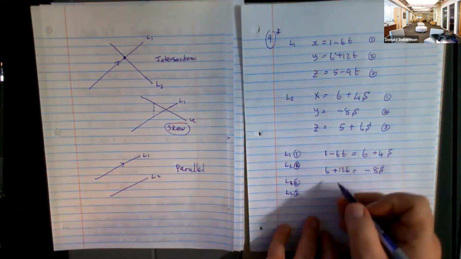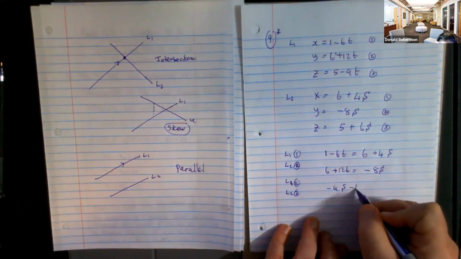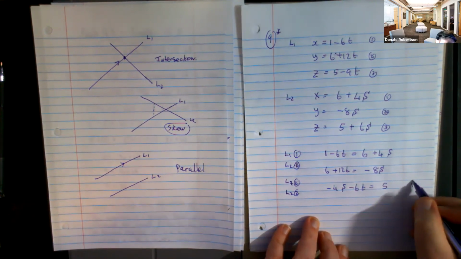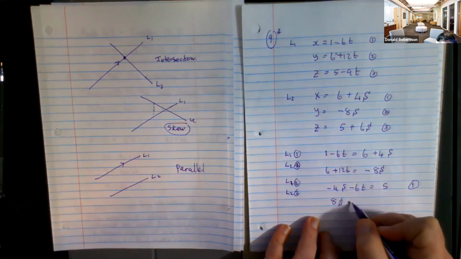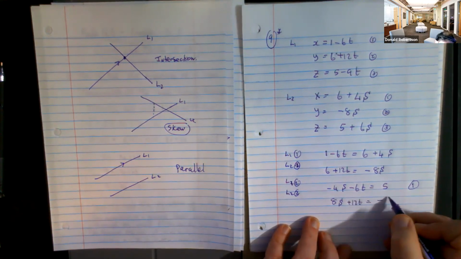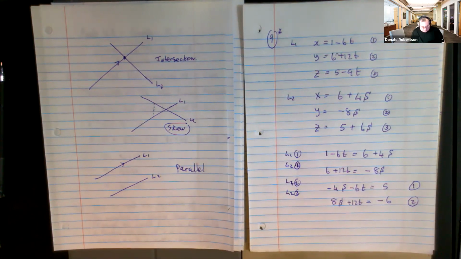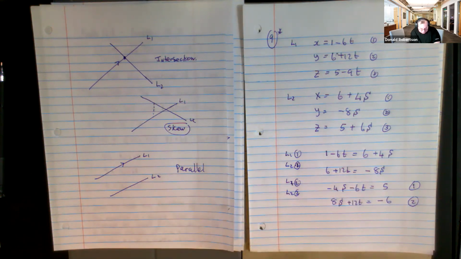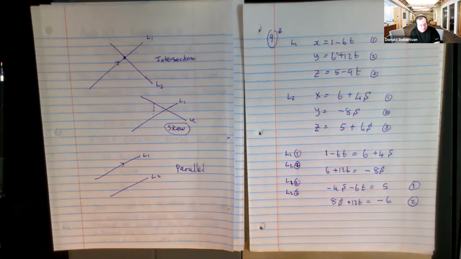Now I'm going to make it slightly pretty because to me it helps. So what should I do? I'm going to subtract 4s from both sides. I'm going to subtract 1 from both sides, so that's my new equation 1. And add 8s to both sides. And subtract 6 from both sides. And I get that. All I'm doing here is getting them so that the two variables are together. Can you remember the technique that you can use to solve systems of equations? How would I solve this system of equations?